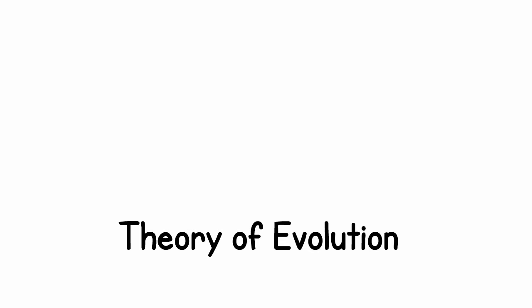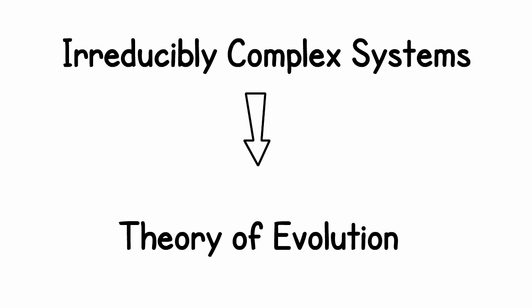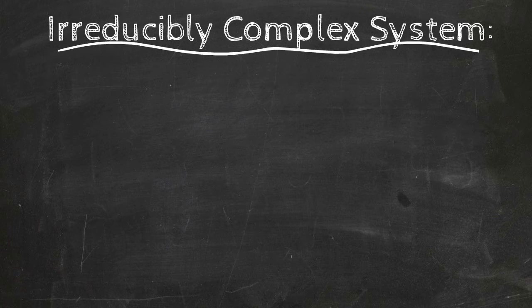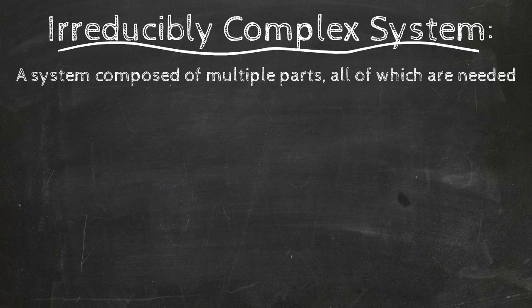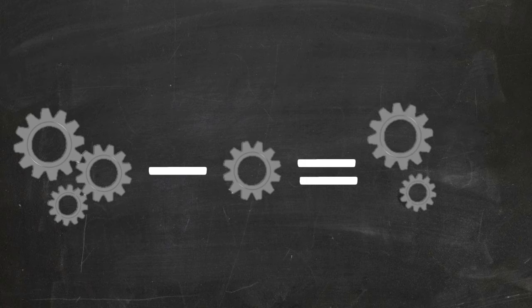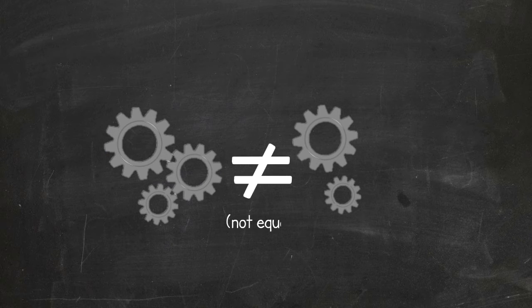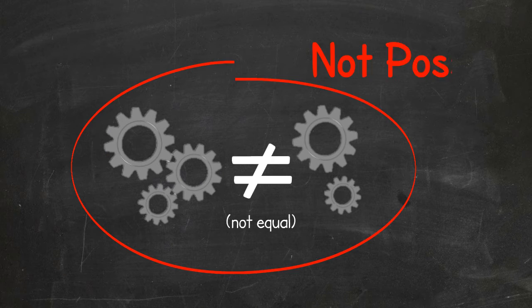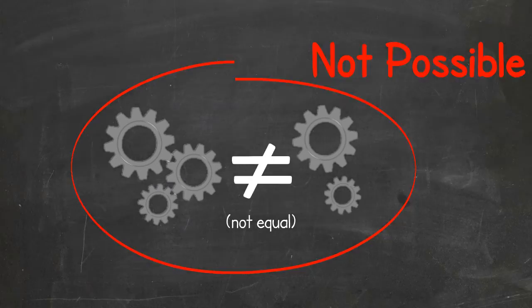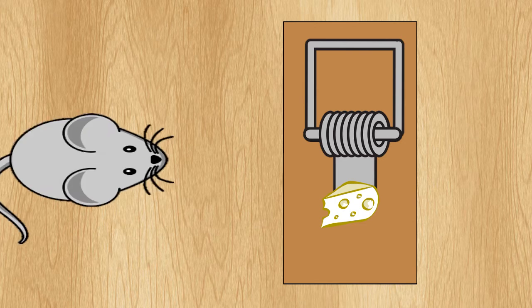Because of this, opponents of the theory of evolution say that the existence of irreducibly complex systems completely invalidates the theory. An irreducibly complex system is one composed of multiple parts, all of which are needed for the system to work properly. If even one part is missing, the entire system will fail to work. Every individual part is essential. Therefore, opponents of evolution say a system like this cannot have evolved slowly piece by piece. A mousetrap is an example of an irreducibly complex system.